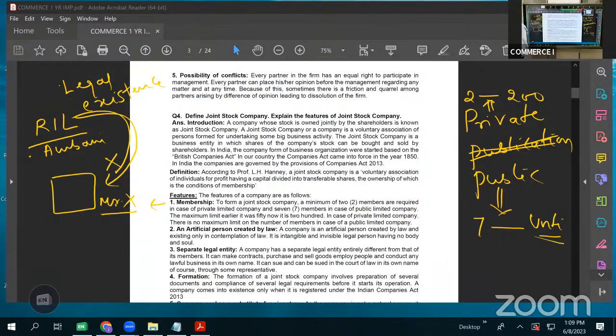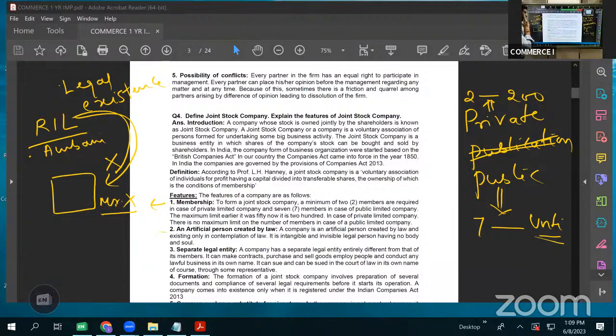We are discussing the membership of a company. I said, if it is a private company, minimum members are 2 and maximum members are 200. If it is a public company, minimum members are 7 and maximum members are unlimited.